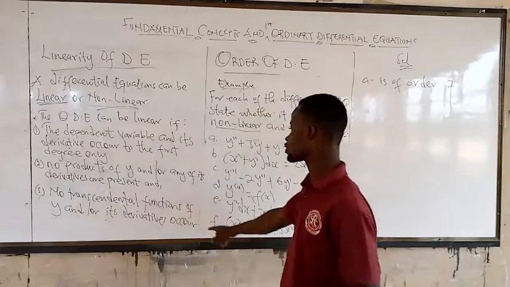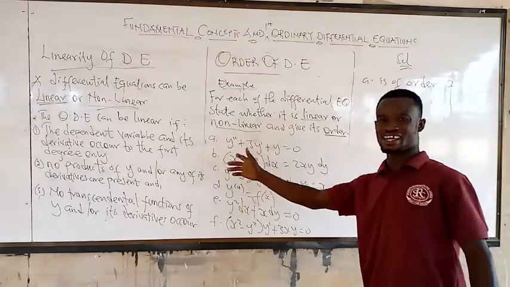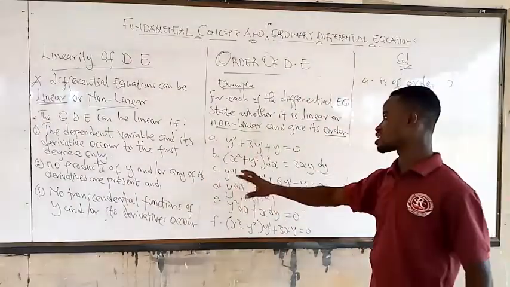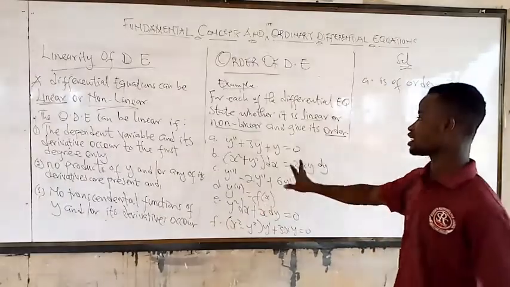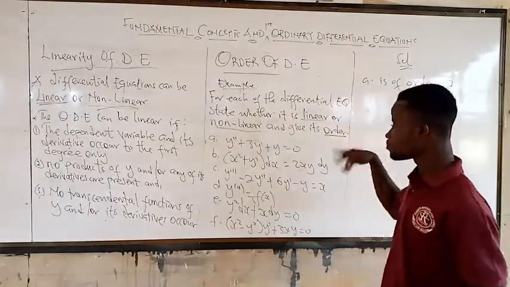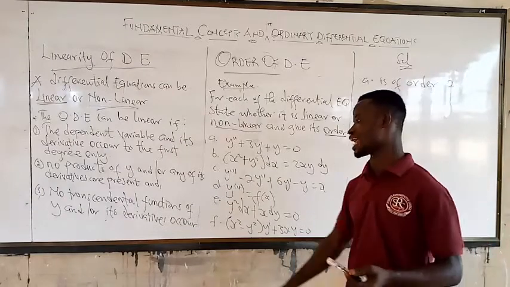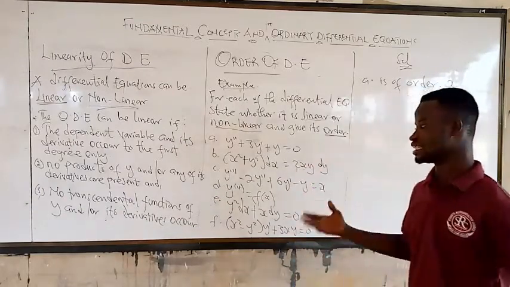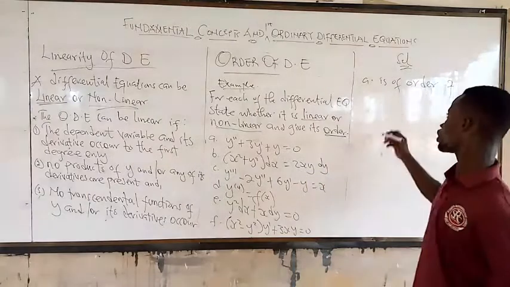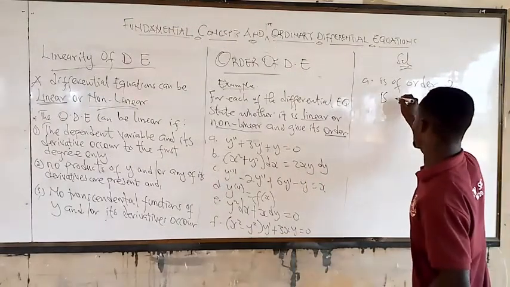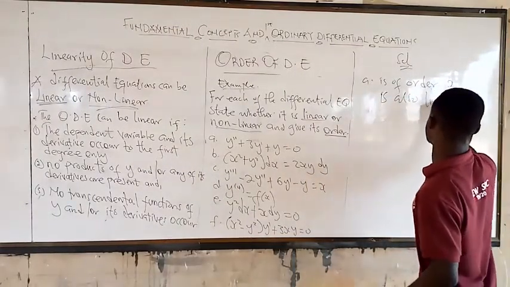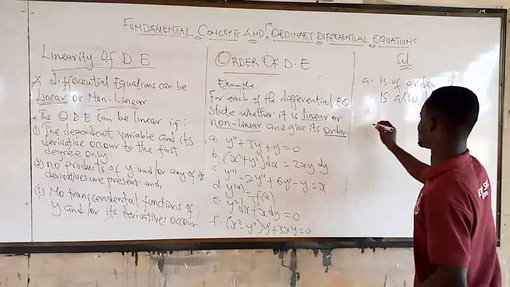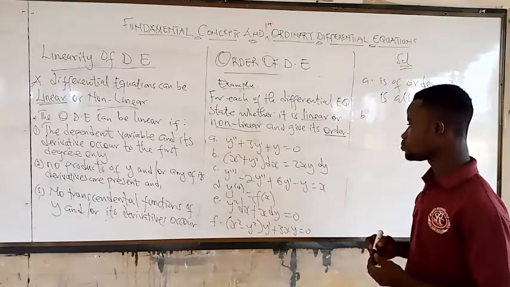Looking at the third one: no transcendental function. There's nothing like sine, cosine, or the trigonometric functions and natural logarithms in it. So we don't even think of it, whether it is in terms of s or the derivative. So it's also linear.